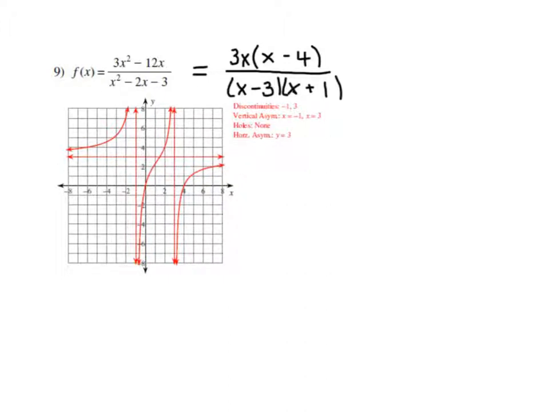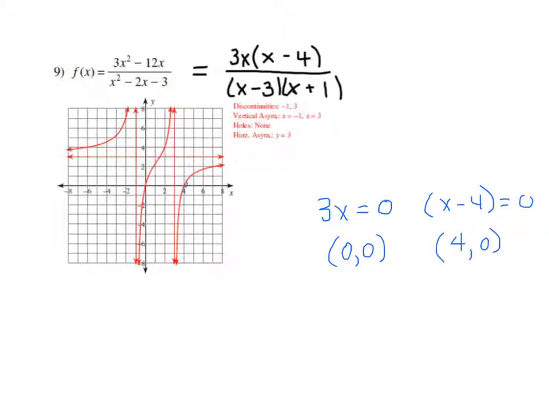Okay? If I was looking for x-intercepts, how many places does this graph cross the x-axis? Well, 1, 2 places. Remember that we would set the numerator equal to 0: 3x equals 0 and x minus 4 equals 0. So I would have an x-intercept at 0, 0, and I would have an x-intercept at 4, 0. Well, do I? Yes, I do. Right there and right there.